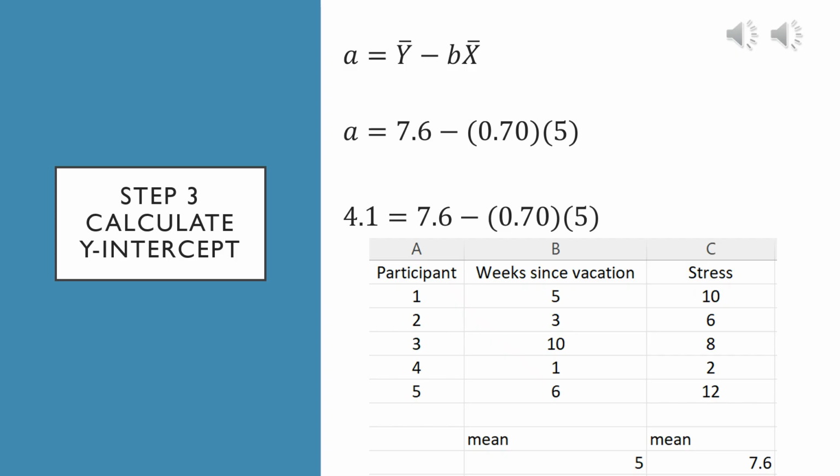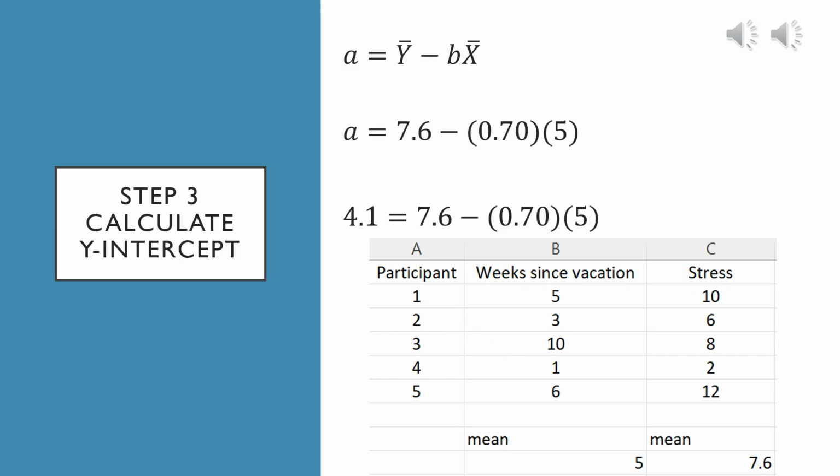So we've got the mean of y, y bar. That's the mean of stress for all of our participants. That was 7.6. We're going to subtract the slope times the mean of x. The slope was 0.70, and the mean of x, our predictor variable, which is weeks since last vacation, was 5. So we end up with this equation: 7.6 minus the product of 0.70 times 5. And when you do the math, you find out that the y-intercept is 4.1.